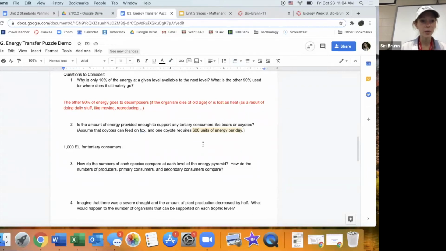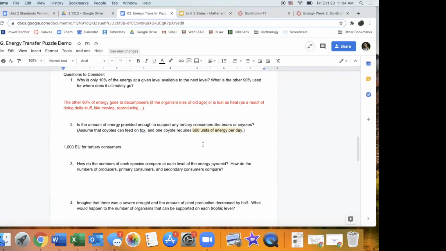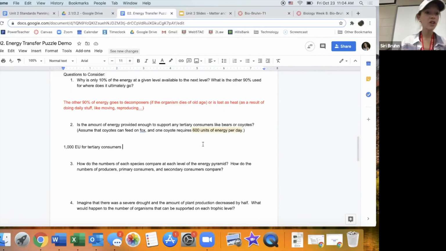Why is this a trick question? How do I think about this? How do I figure out the energy available to tertiary consumers, like a coyote? Let's start there. Is it a trick question because there's no available energy, and there's absolutely no way they can support the tertiary consumers off of only 1,000 energy units? Okay, so there's a little bit of available energy. There's 1,000. Now, is 1,000 enough for a coyote?